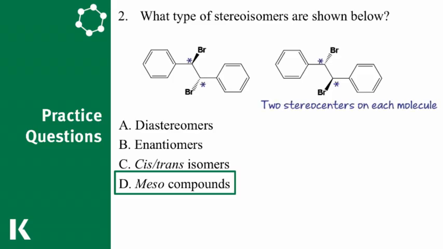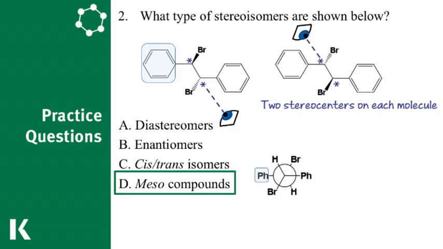Next, imagine you're looking down the central carbon-carbon bond, the one that is closest to the dashed line bromine in the molecule on the left. We've provided the corresponding Newman projection here. Now, do the same with the molecule on the right. Uh-oh, look at the Newman projections.